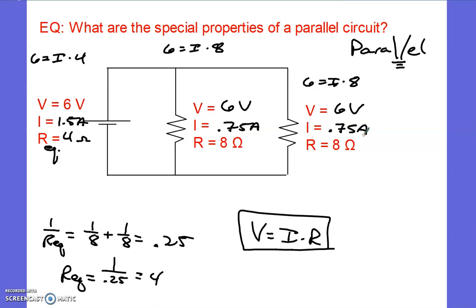So the two main differences between series and parallel circuits: in a parallel circuit, we add up the inverses, 1 over, and then we have to take 1 over that answer to get our equivalent resistance. And in a parallel circuit, all the V's are the same.